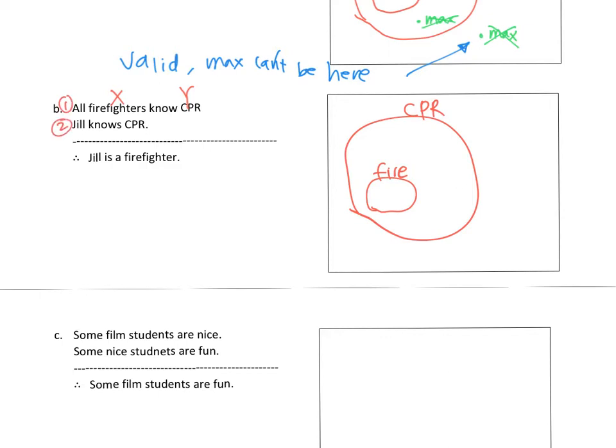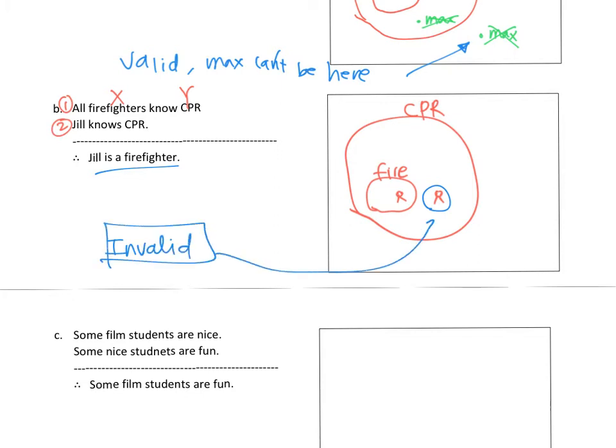Premise number two is Jill knows CPR. So Jill could be here, or Jill could be here, right? These are two possibilities for Jill. So I drew two possible premises. The conclusion is, therefore, Jill is a firefighter. But I noticed this is also a possibility. In this case, Jill is outside the firefighter circle. That means Jill doesn't have to be a firefighter. So I found the case where Jill knows CPR, but Jill is not a firefighter, right? So it's invalid, because this is possible.